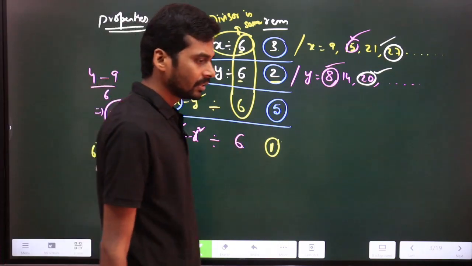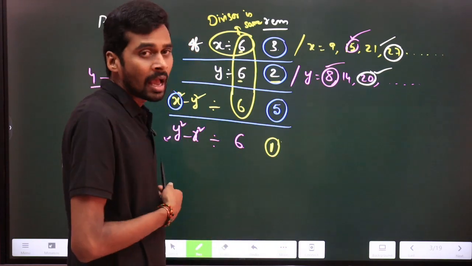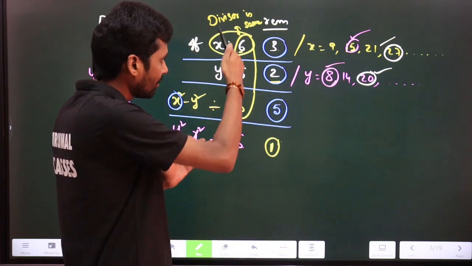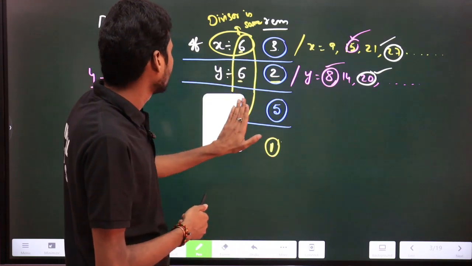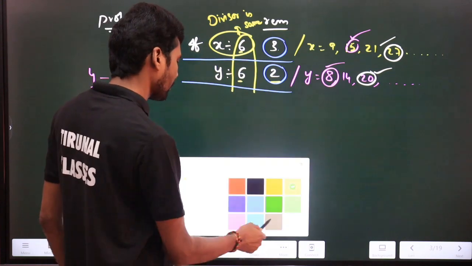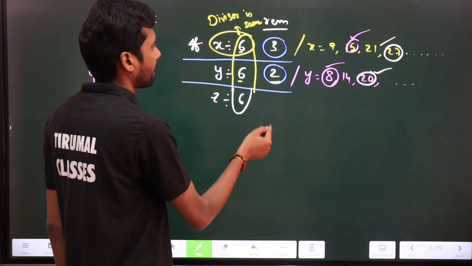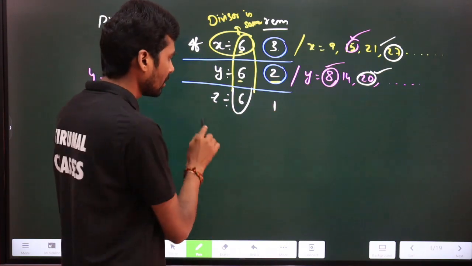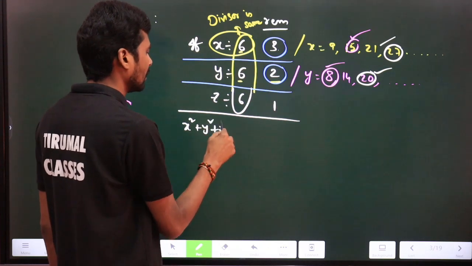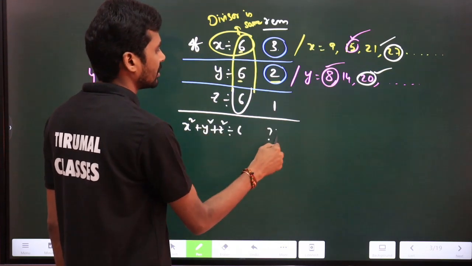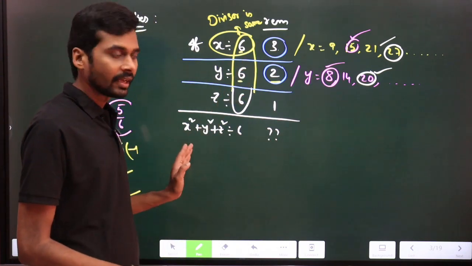Now the concept here is, when we are dividing different numbers, not just two numbers, even I can add one more number. When I divide with the same divisor, we have the same concept. Suppose I take another number, z, dividing with 6, and I get a remainder. Now if I ask you what is the remainder when x square plus y square plus z square is divided with 6, then the concept is very simple. The remainder itself will be taken as the main number.